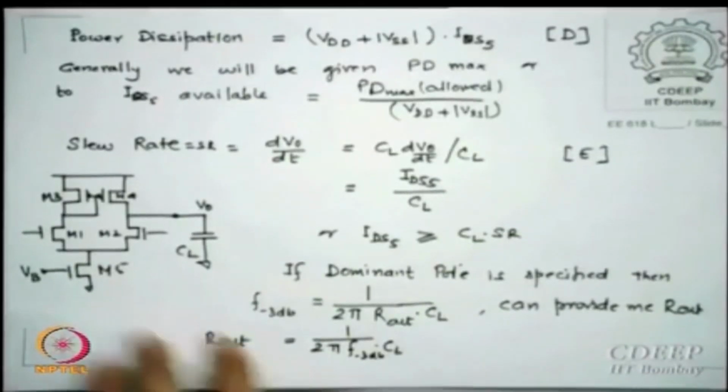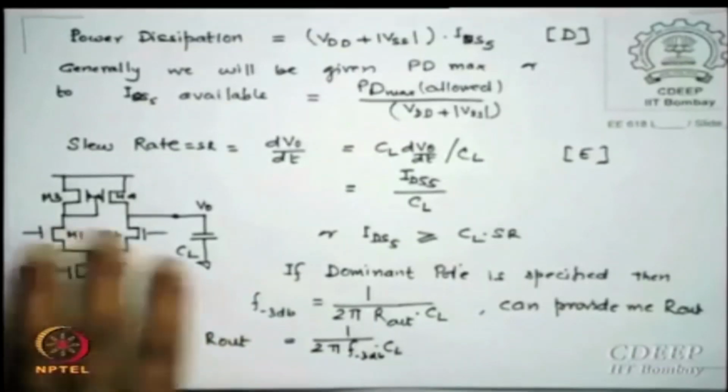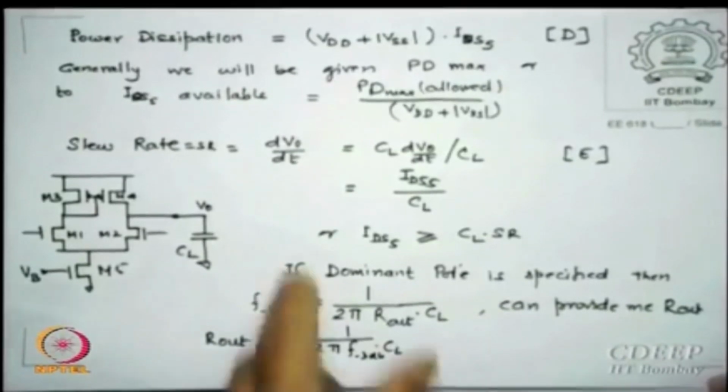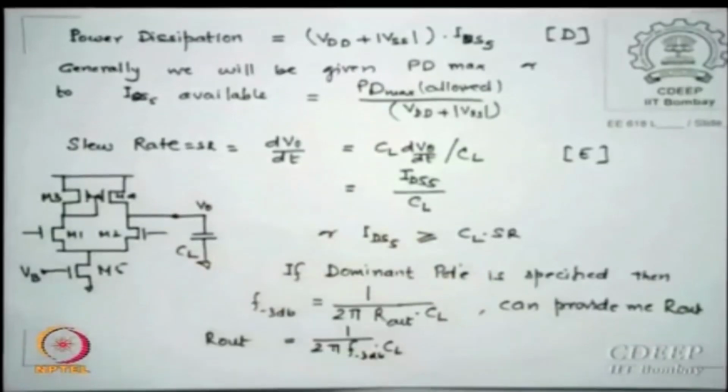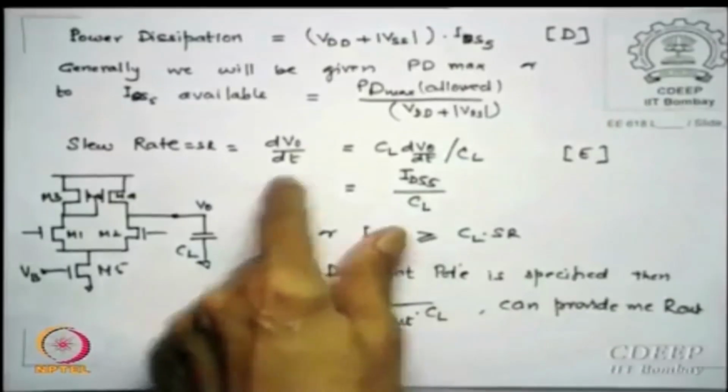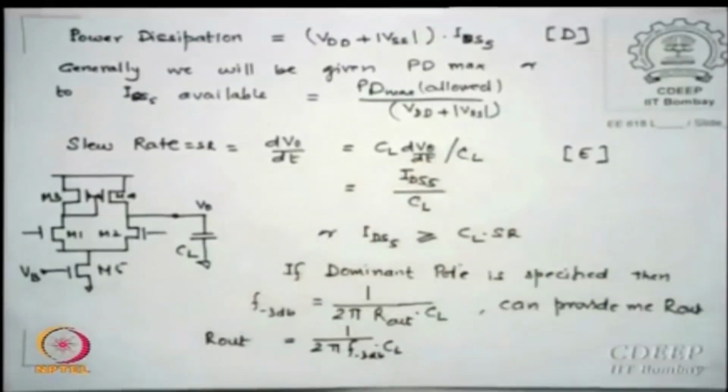Now if you see a simple circuit shown here, this DFAM is driving a load capacitance of CL. Slew rate is defined as how fast the output rises to the maximum or changes from higher to lower or lower to higher. So essentially it is defined as dV0 by dt. If I multiply by capacitance and divide by capacitance, I get CL dV0 by dt by CL, which is the same as slew rate. But CL dV0 by dt is the capacitive current, and the maximum current available to you is IDS 5.